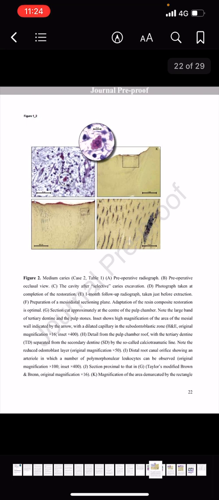Conclusion: the hypothesis that selective excavation arrests caries progression and prevents infection of the dental pulp without creating adverse pulpal reaction cannot be validated by the results of the present study. And thank you.